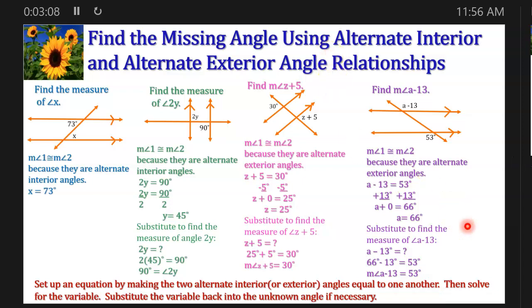Set up an equation by making the two alternate interior or the two alternate exterior angles equal to one another, then solve for the variable, and substitute the variable back into the unknown angle if necessary. So if you're showing your work, you would do it this way. But if someone's just asking you what that angle measurement is, and you didn't have to show any work, you would just know right off the bat that this has got to be 30.